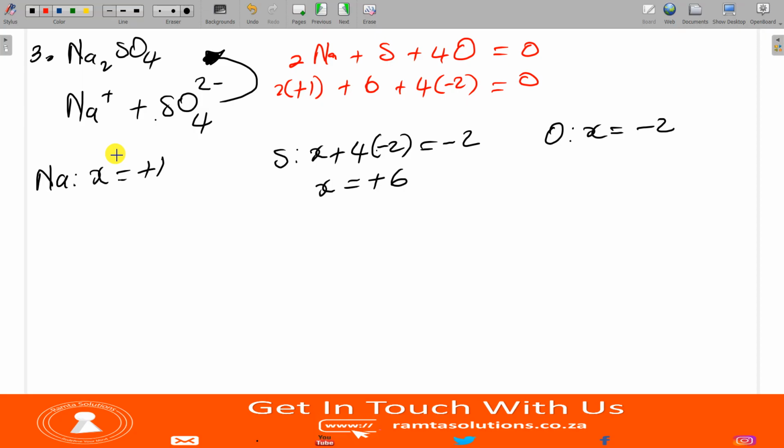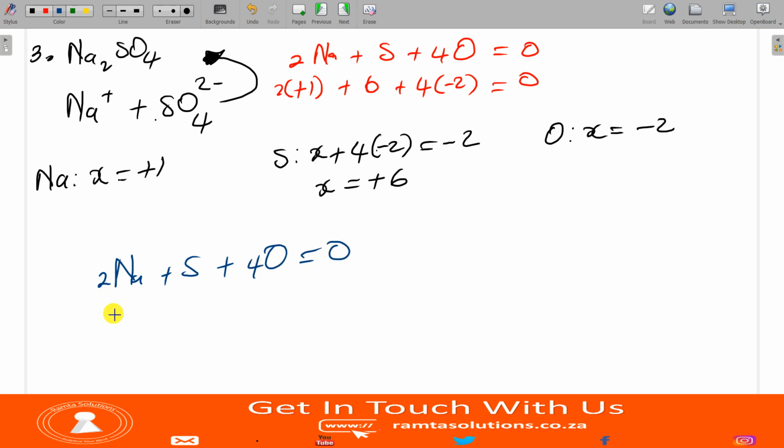Guys, I want to show you something with this one, which might be tempting. Some of you will try to do this. You will say, for oxidation numbers, we must say 2 sodium plus sulfur plus 4 oxygens is equal to 0.